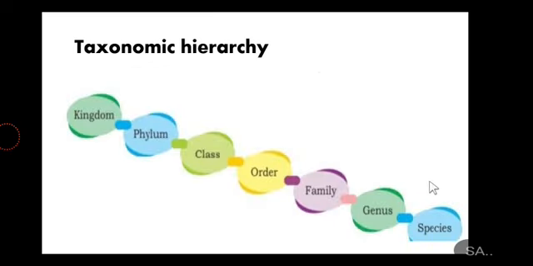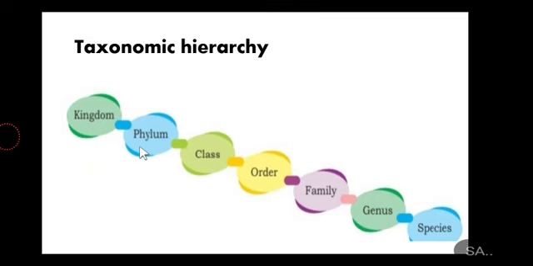Here you can see there are 7 different units. Okay, there are 7 different groups or taxa. And if we move in ascending order, then the smallest is the species. Then we have genus, its plural is genera. Then family, order, class, phylum.